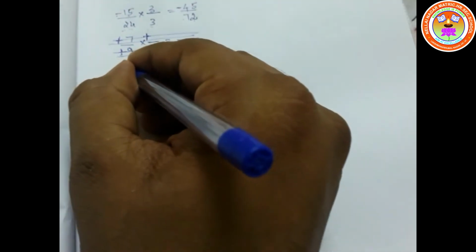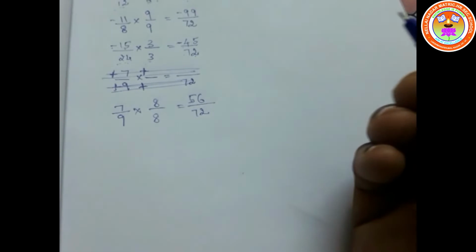I'll rewrite this. 7 by 9 itself I will take, because minus of minus will cancel and become positive. So which number do you have to multiply to get 72? Yeah, 8. The same 8 you multiply in the numerator also. 7 8s are 56. Very good. Now we'll go for the last term.